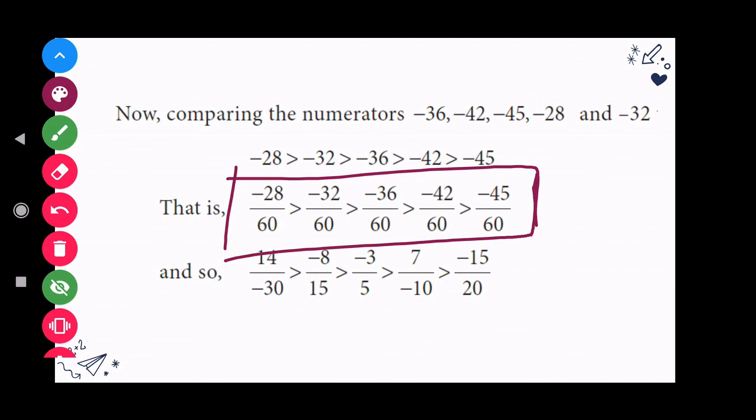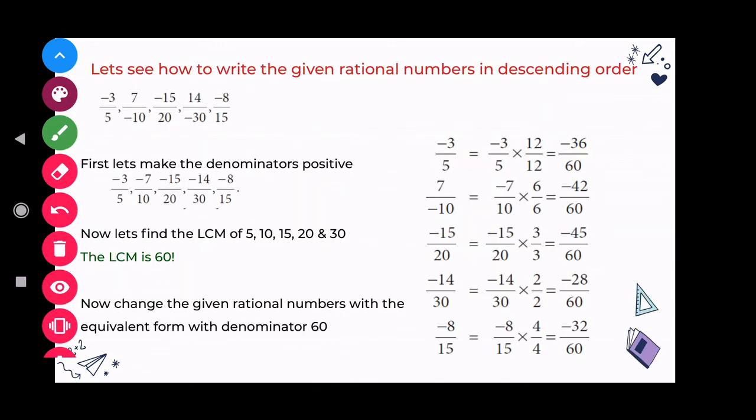So what are these equivalent fractions? These are the equivalent fractions corresponding to the rational numbers given in the question. The equivalent fraction of minus 28 by 60 is minus 14 by 30. How do we know that? We have already calculated that the equivalent fraction of minus 28 by 60 is minus 14 by 30.